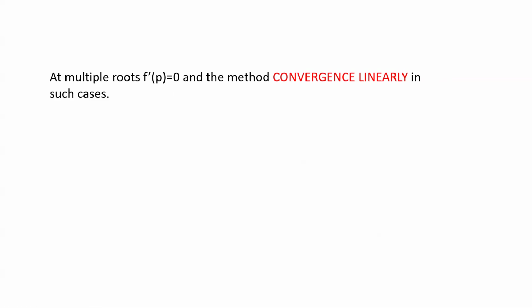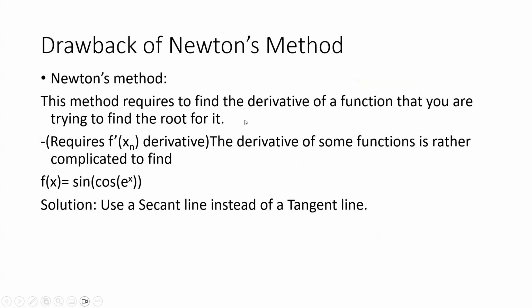For this reason, the Newton-Raphson method converges more slowly than usual, typically linearly instead of quadratically. Again, for the multiple roots.